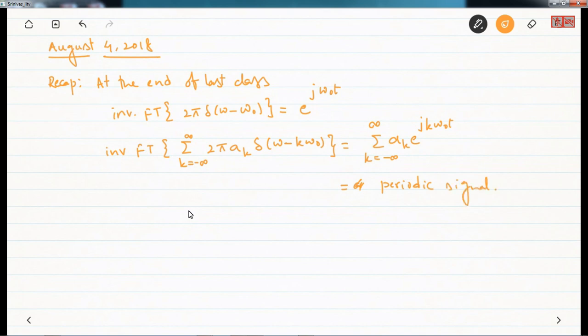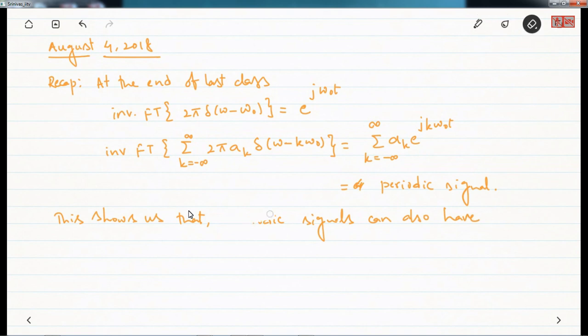Right? So, okay, let's start from today's class. This is what we did towards the end of the last class. So this shows us that periodic signals can also have, or Fourier transform can also be, okay, let me write in a different sense, Fourier transform can also be defined for periodic signals.